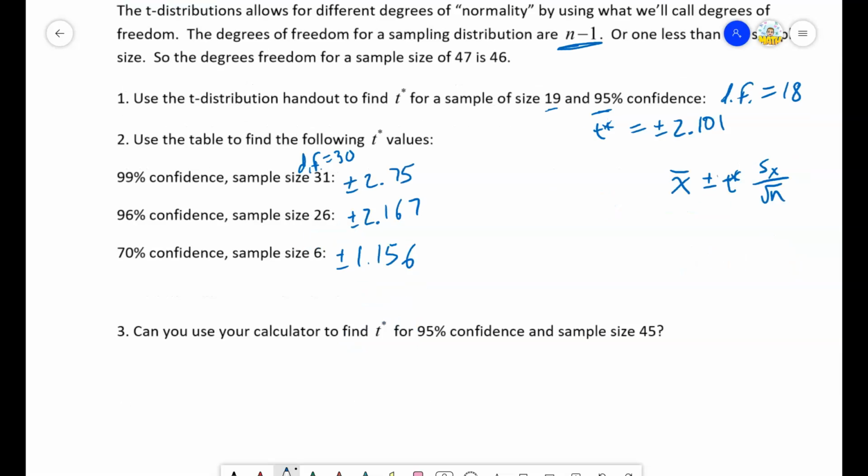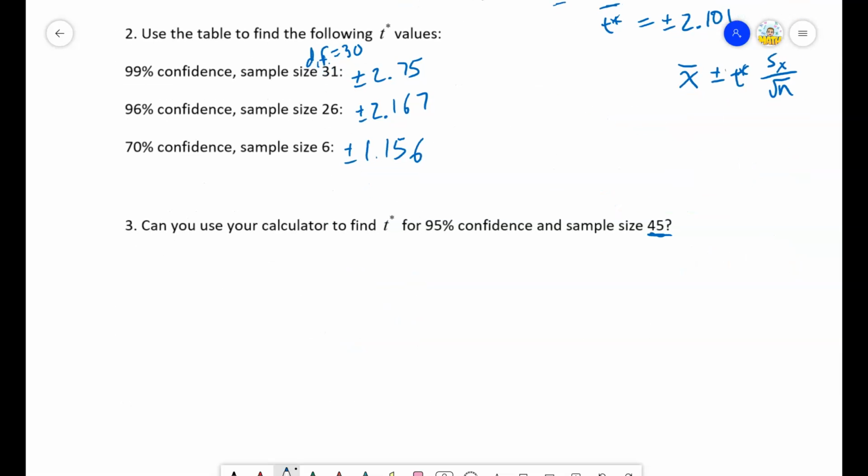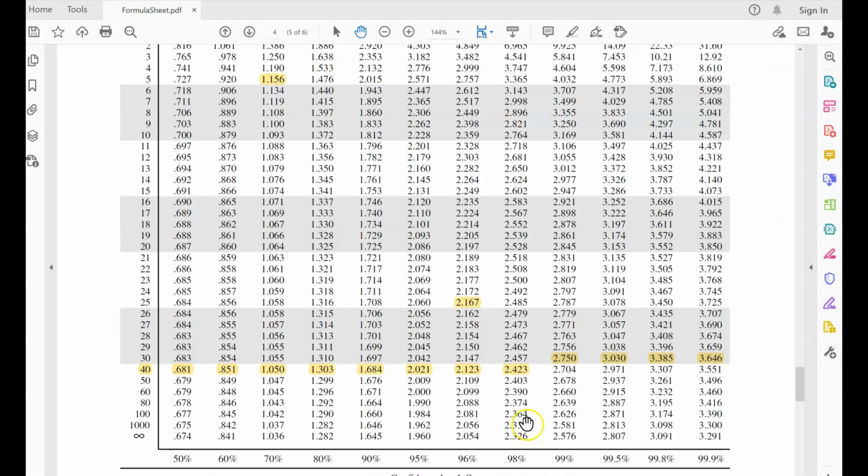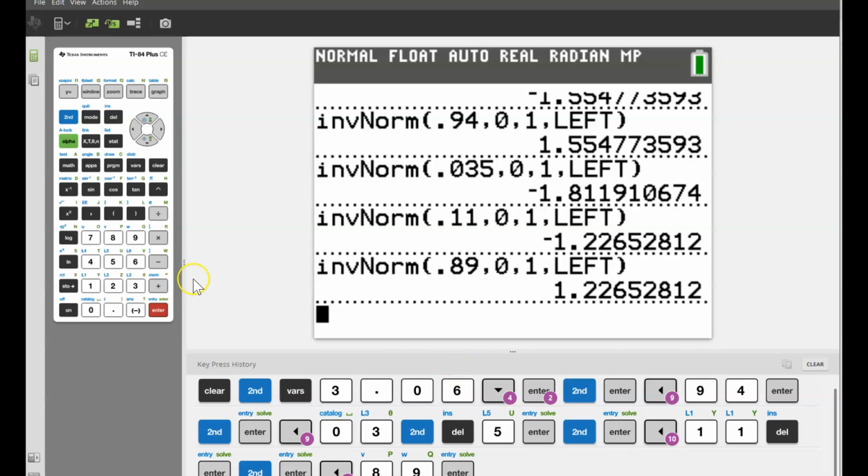Okay, and then finally, what happens if I got a sample size of 45? That's 44 degrees of freedom. I'm going to have trouble with this. I'm going to have to either do a conservative estimate and use, instead of 44 degrees of freedom, just use 40. I never want to use more degrees of freedom than what I have. But I'm not going to be able to get a precise value off the formula sheet. But on the calculator, I can.